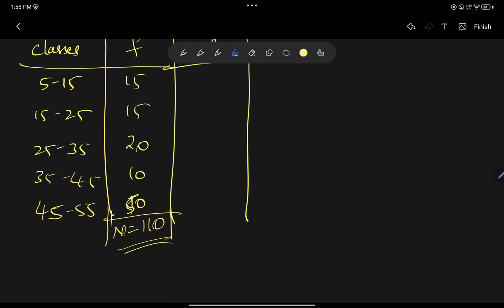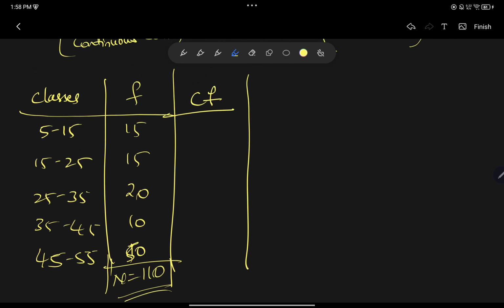We don't need x. So here cumulative frequency is 15. 15 plus 15 is 30. 30 plus 20 is 50. 50 plus 10 is 60. 60 plus 50 is 110. See, we got 110, the same. So now we have got the cumulative frequency.